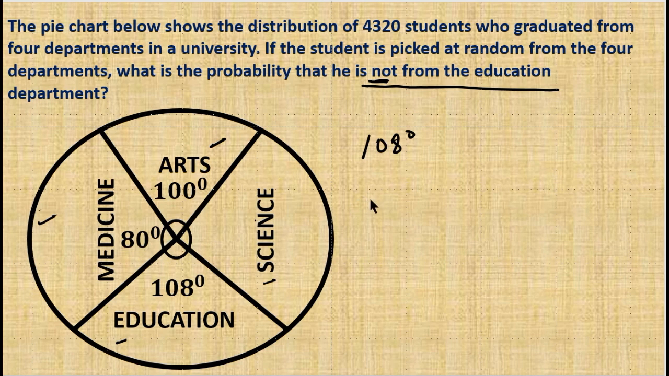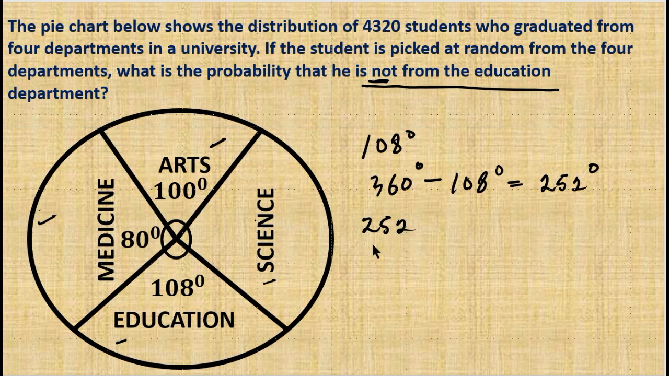The first method I want us to use is to subtract 108 degrees from 360, which is the total angle. 360 minus 108 will result in 252 degrees. So that 252 degrees, which is for not coming from education, over 360, will be the probability of not coming from education.